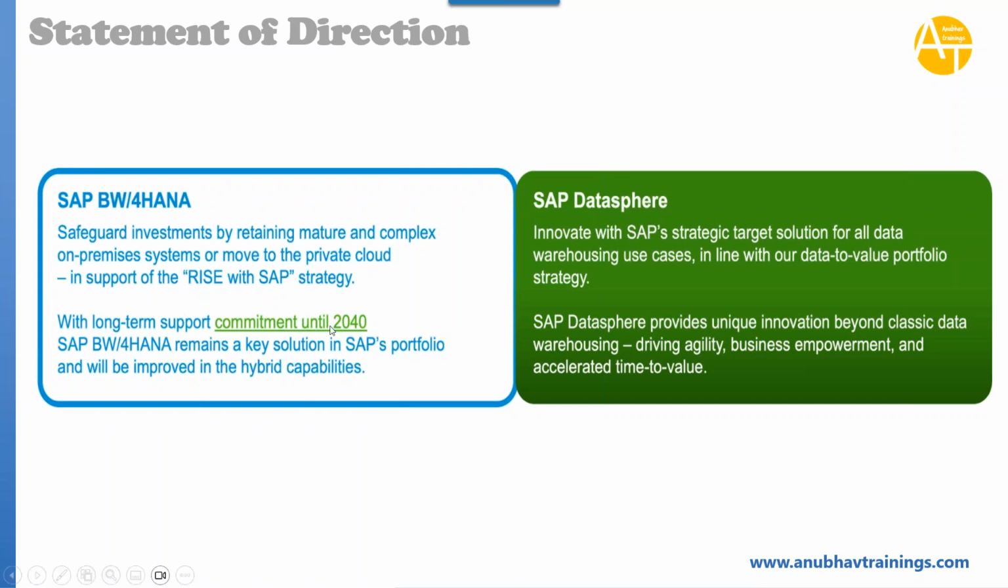So they have a long-term commitment till 2040, which means BW for HANA is not going anywhere until 2040. SAP has a promise and commitment to maintain it and allow customers to use it, which means if you are planning to use BW for HANA today or already using it, it's not going anywhere. So BW for HANA remains a key solution for SAP's portfolio. You see the statement of direction.